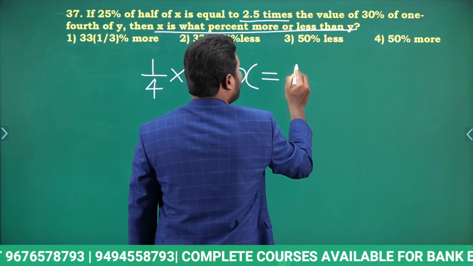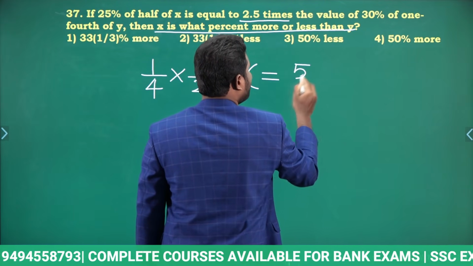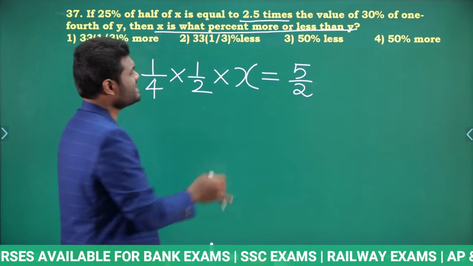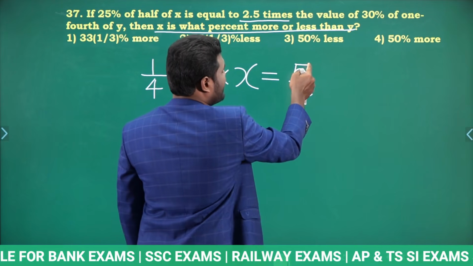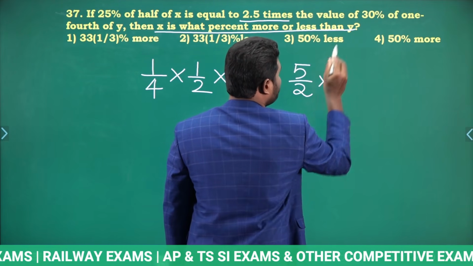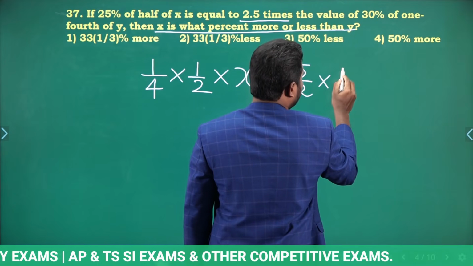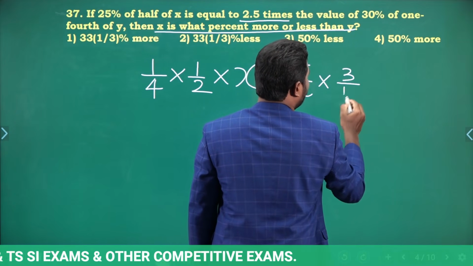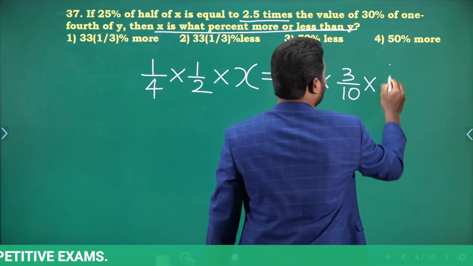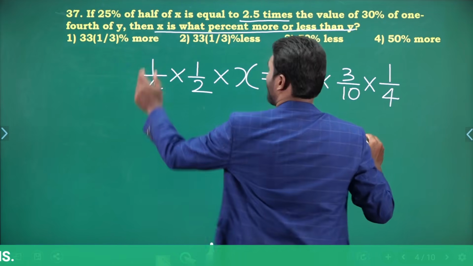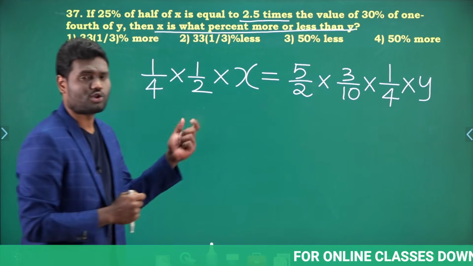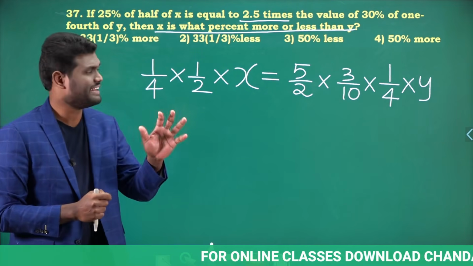2.5 times. Now, can I write 2.5 as 5 by 2? Why? Because 5 by 2 is nothing but 2.5. That is the reason I am writing 2.5 times as 5 by 2. 2.5 times the value of 30%. 30% is nothing but 3 by 10 of 1/4. So, 1 by 4 of Y. So, this was the equation. Once you solve this, you will come across the relation between X and Y.